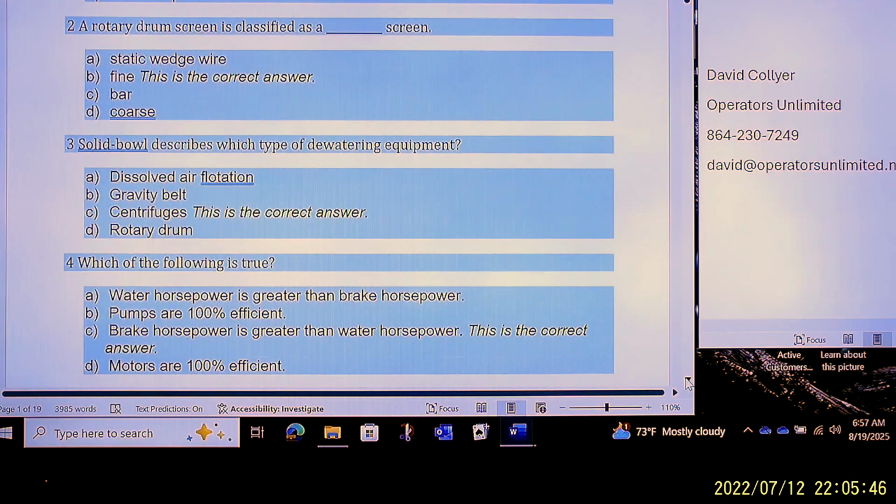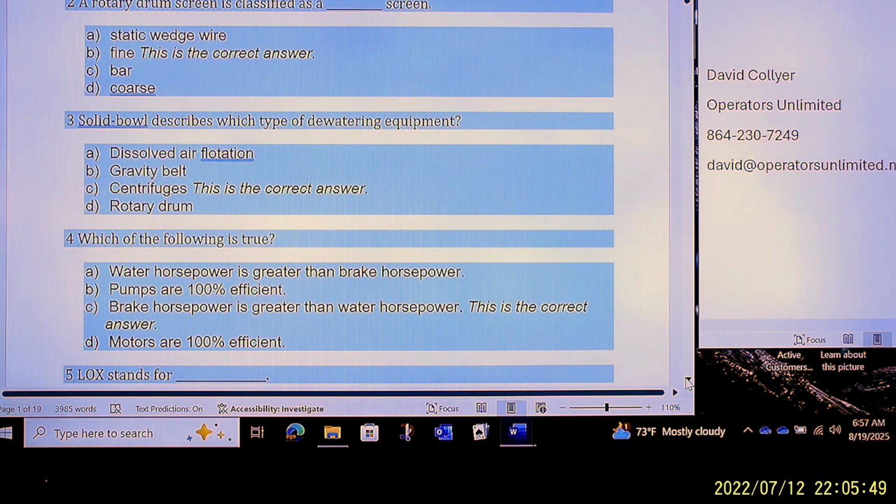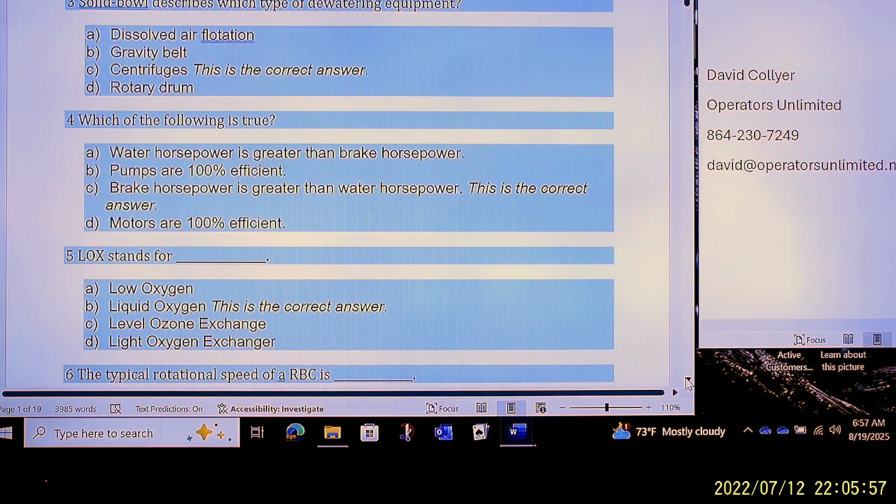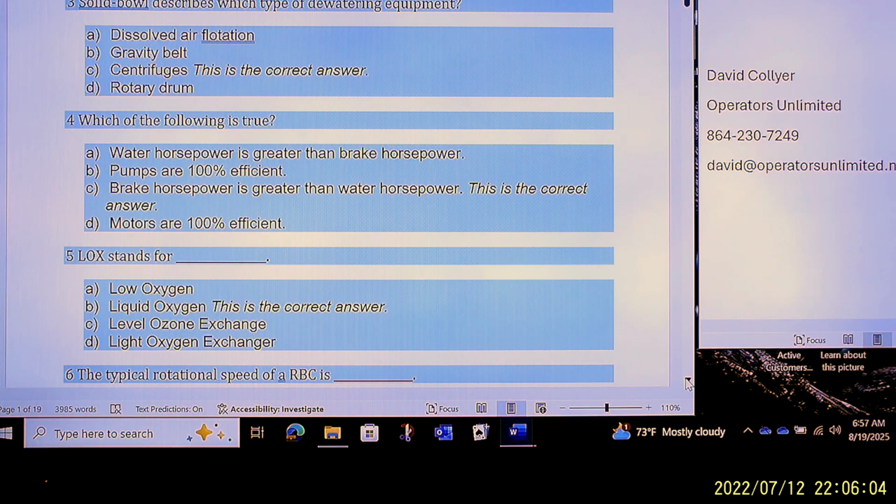A static wedge, a fine, a bar, or a coarse screen. The answer is B, a fine screen. Number three, a solid bowl describes which type of dewatering equipment? A dissolved air flotation, a gravity belt, a centrifuge, a rotary drum. C. The answer to 3 is C, a centrifuge.